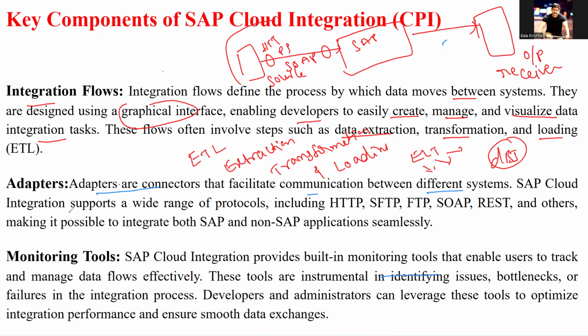Now, SAP Cloud Integration. SAP Cloud Integration supports a wide range of protocols, including HTTP. HTTP stands for Hyper Text Transfer Protocol, and then SFTP, FTP, SOAP, REST, and others, making it possible to integrate both SAP and non-SAP applications seamlessly. What is the importance of the adapters? It is a connection established between two systems, two applications, by using SAP Cloud Platform Integration.